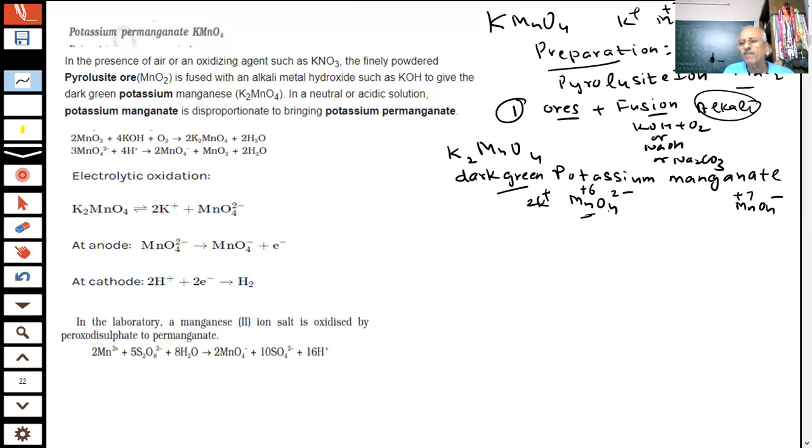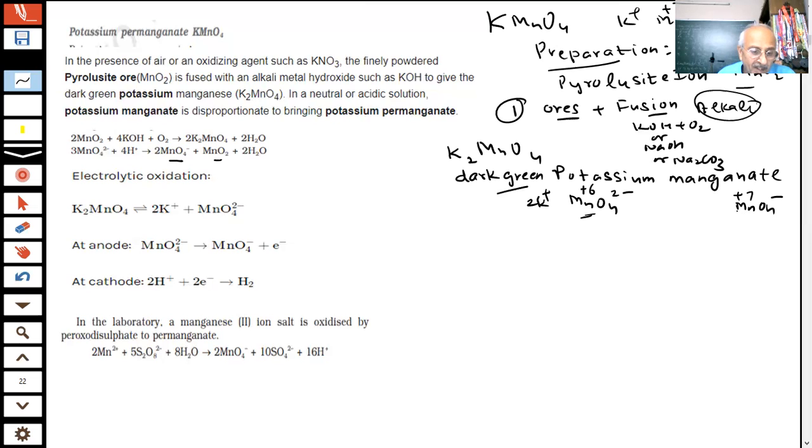Now, middle oxidation states are not very stable. They will disproportionate to lower and higher. So here, students, in acidic or neutral solution, K2MnO4 undergoes a disproportionation reaction and gives you MnO4 minus and MnO2. What you get is KMnO4, that is potassium permanganate, in which the oxidation state is +7.